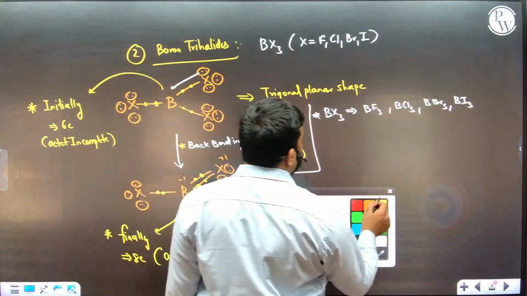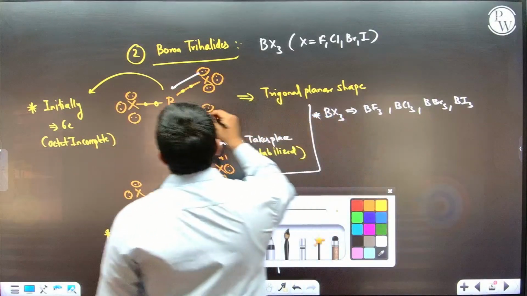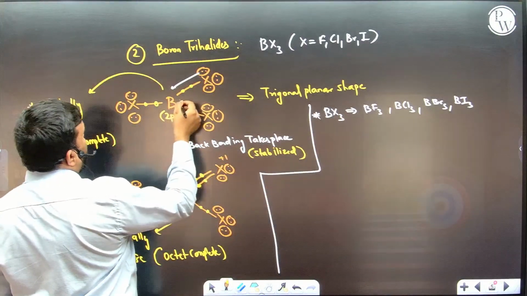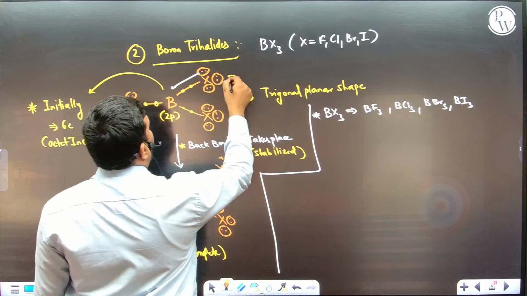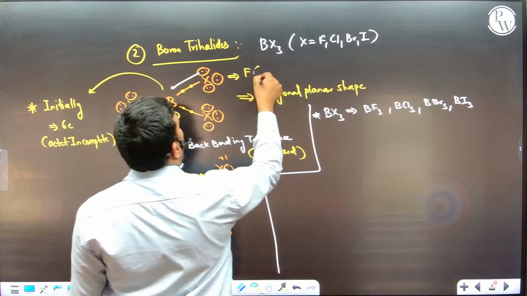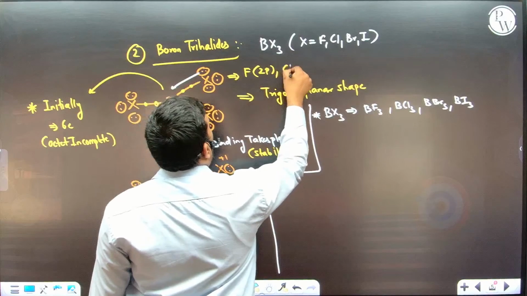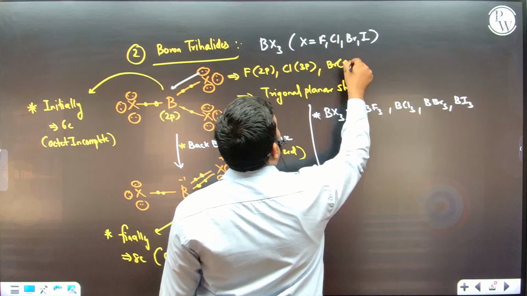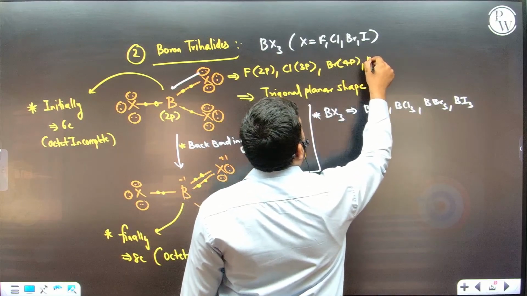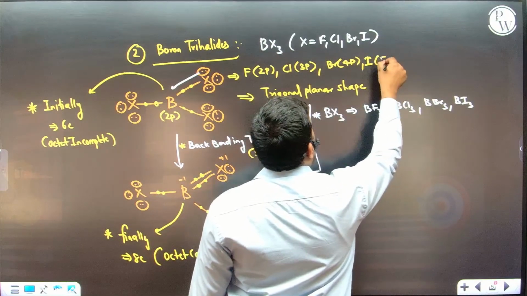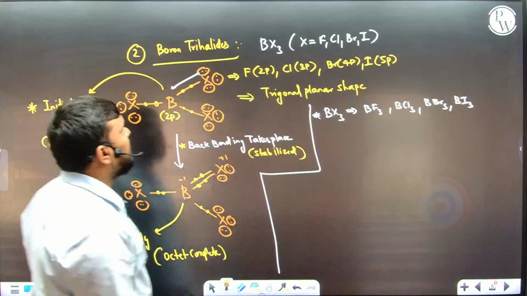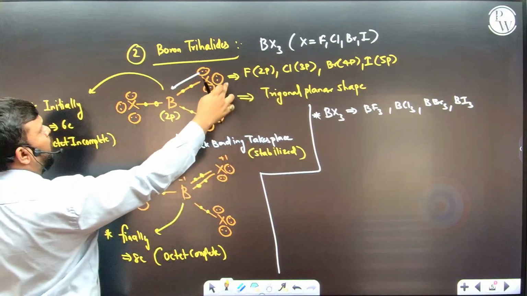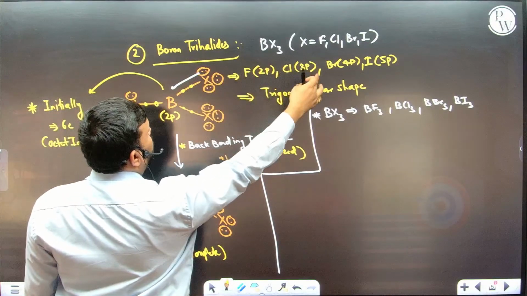Yes. This is a very important point. If you see, boron has a 2p vacant orbital, and if the halogen is fluorine, it will also be 2p, but if it is chlorine, it will be 3p, if it is bromine, it will be 4p, and if iodine, it will be 5p. So you can see an energy gap is created as you go from fluorine to chlorine, chlorine to bromine, bromine to iodine.